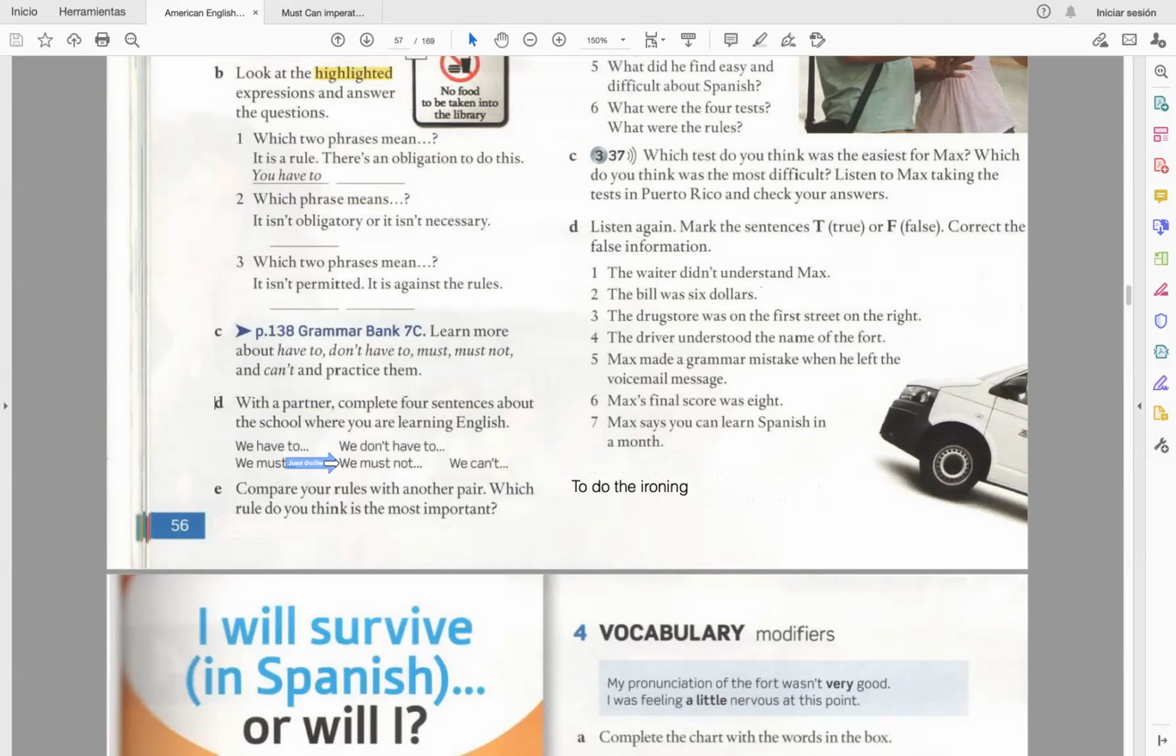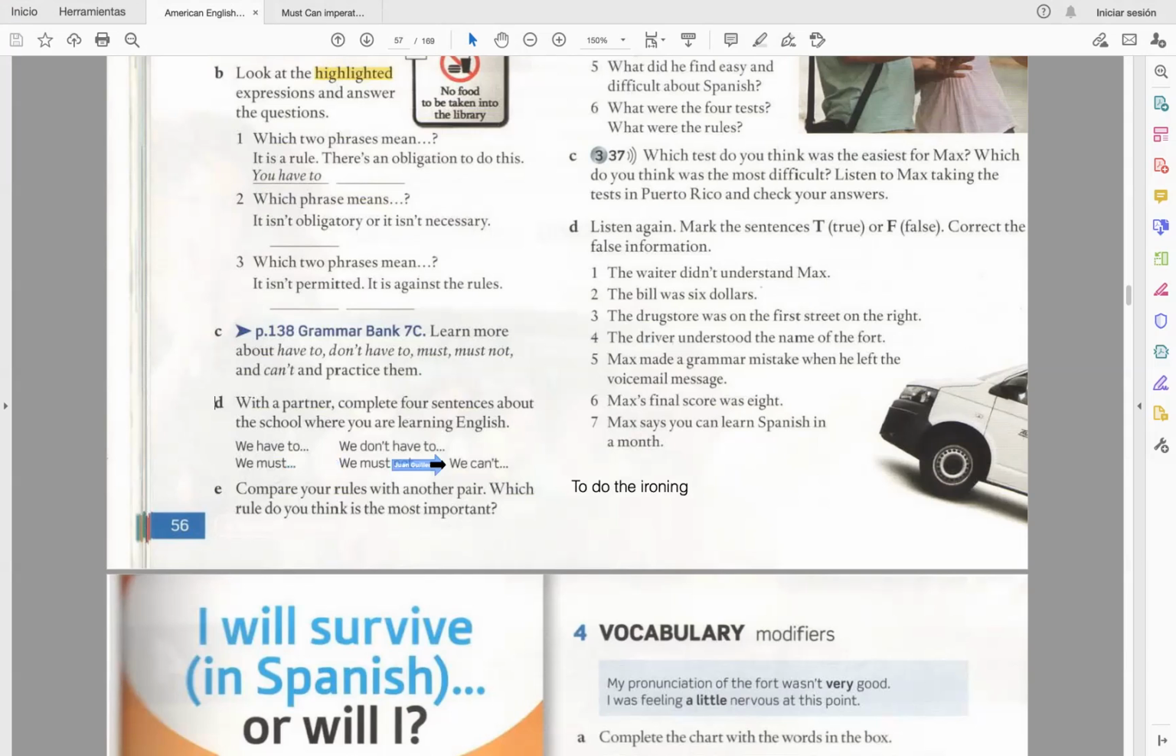Now, prohibition. We mustn't. I mustn't. Any volunteer? We mustn't eat in the bedroom. Okay. We mustn't eat in the bedroom, in the bed. Yes. Okay. Very good. And what about the last one?